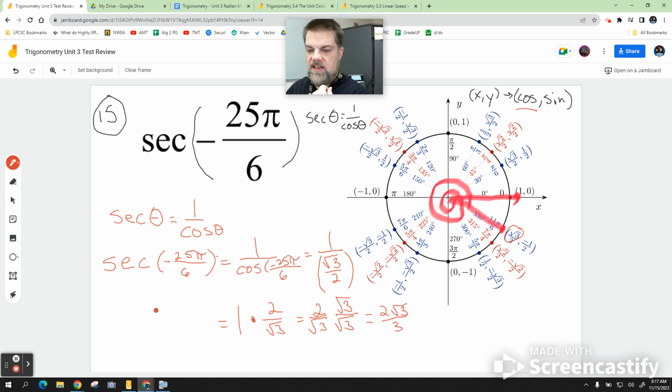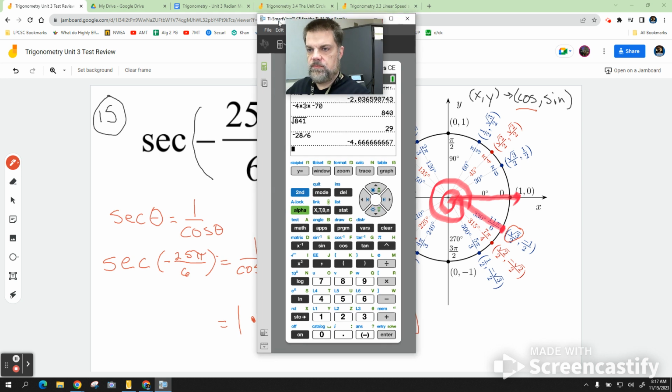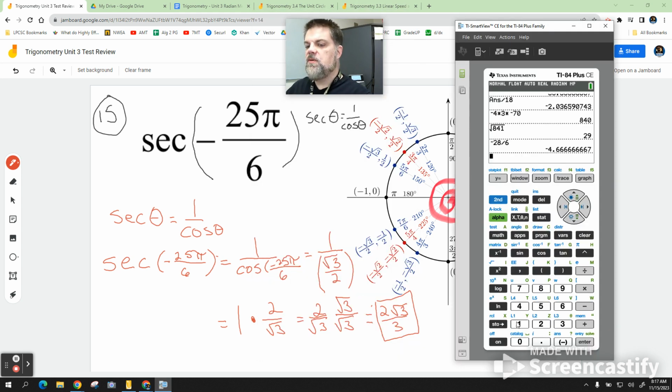Now, this is the answer, but to verify this, I can actually verify this on my calculator. So let's try it. First of all, let's figure out what this is as a decimal. So I'm going to say 2 square root 3 divided by 3. And I get 1.54, right?